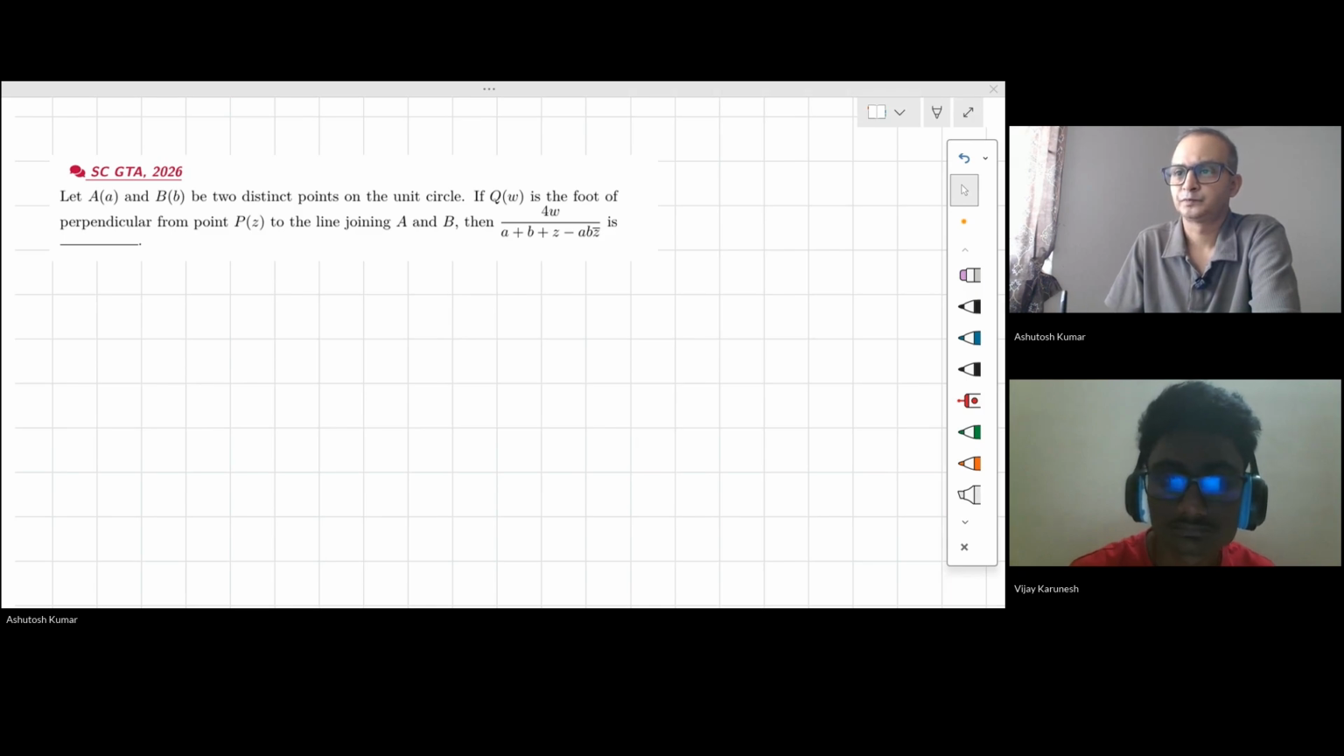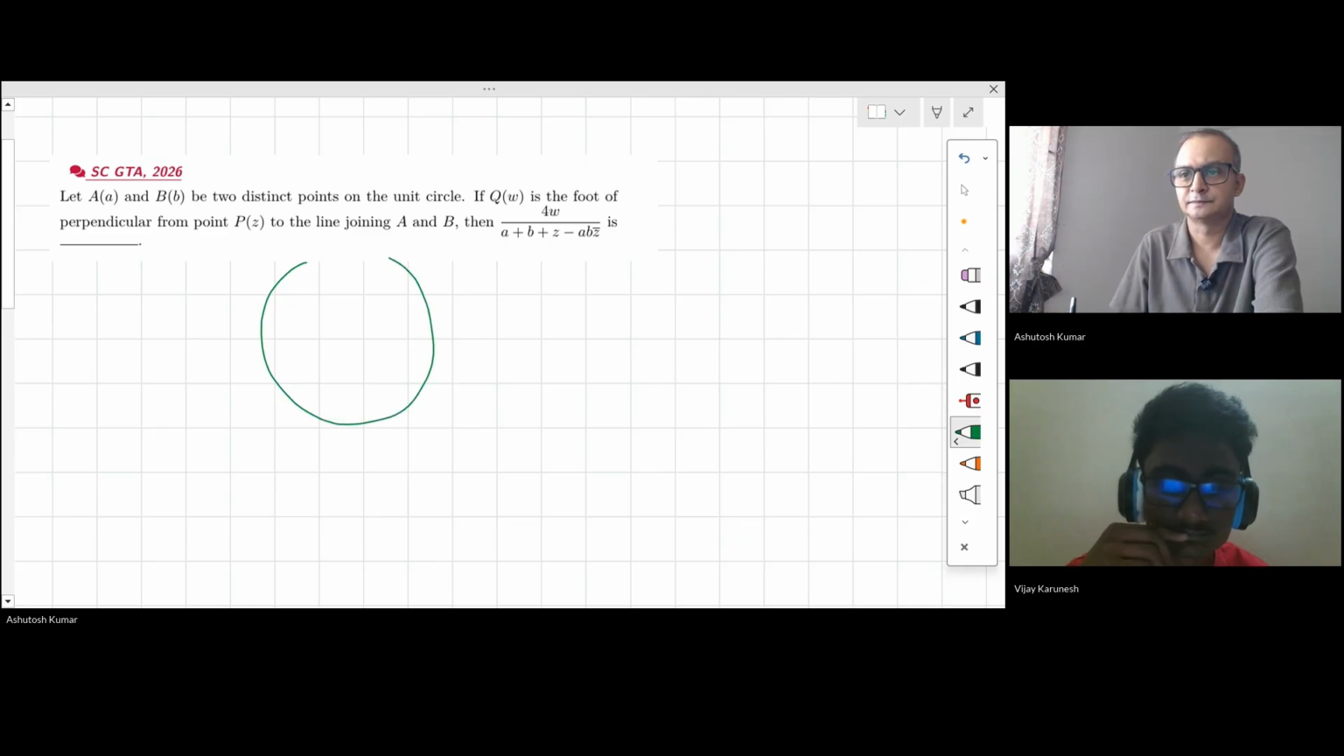Perpendicular here, and then we have to find out this thing. Okay, so let's understand how this geometry is there. Suppose I have a circle like this, and any two points, let's say A and B.